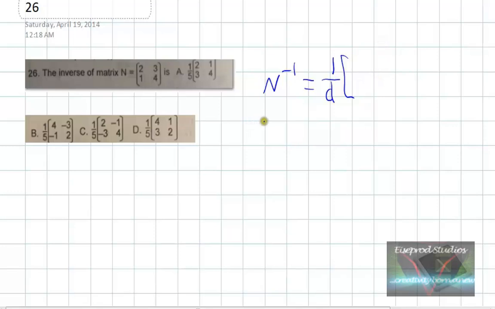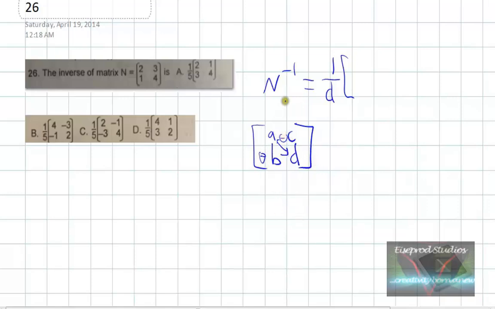So the first matrix, let's assign the first matrix the numbers. It's going to be A, B, C, and D. Okay. I'll put A and B here, C and D there. Okay. So essentially what you want to do is you want to swap the places of A and D and put negative signs in front of B and C.